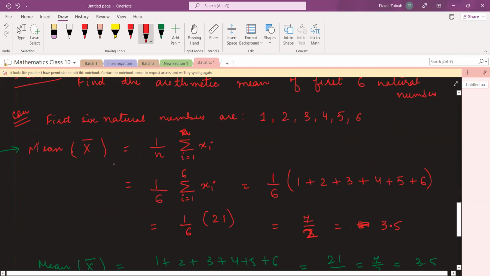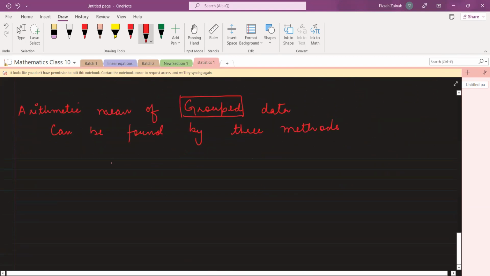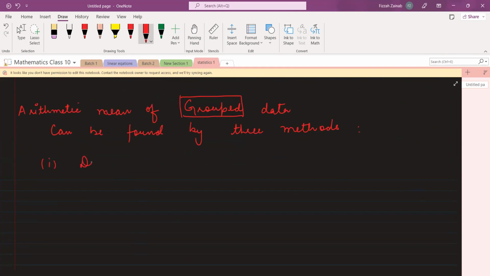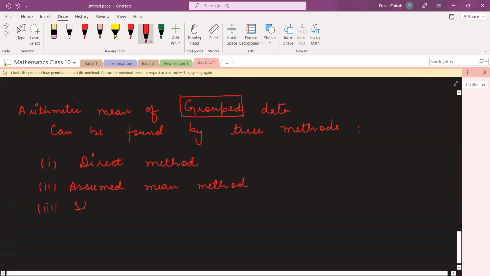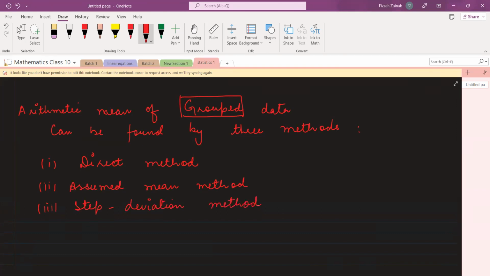So we will be doing questions, don't worry. Now come to arithmetic mean of grouped data. This can be found by three methods. One is called the direct method. Write down first of all, then one by one we will see. Second is called the assumed mean method. And the third one is called step deviation method. So one of them will definitely come in your exam.